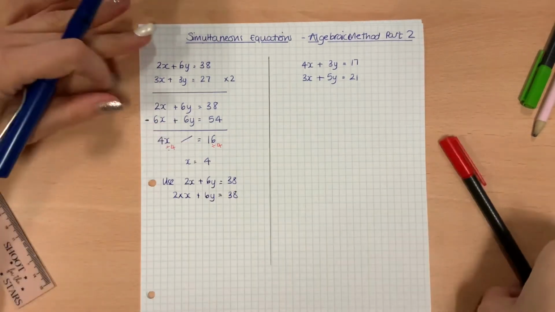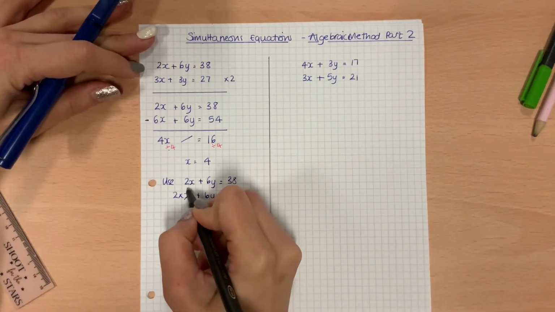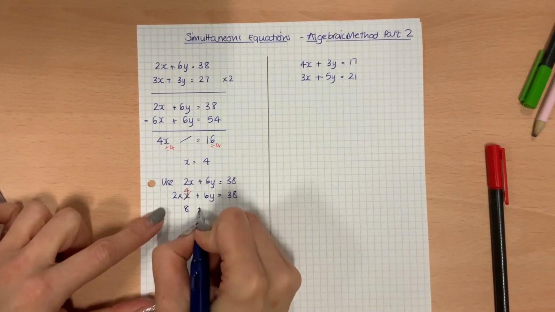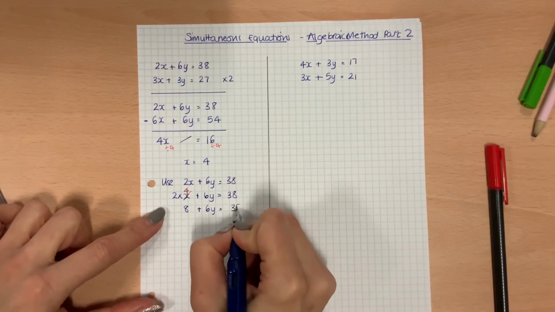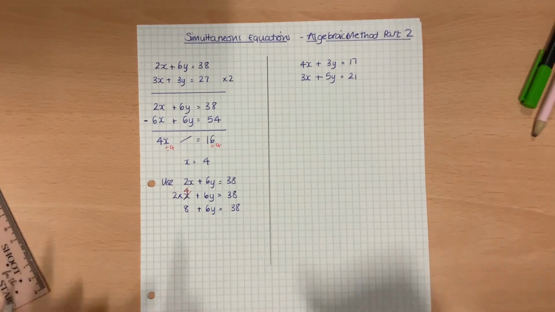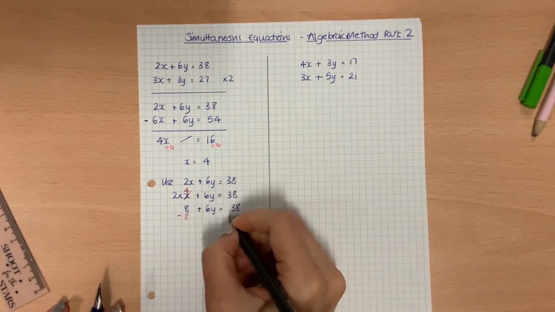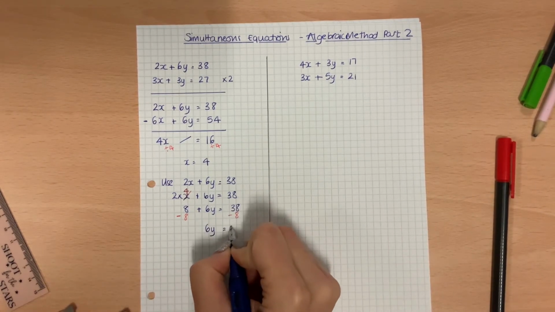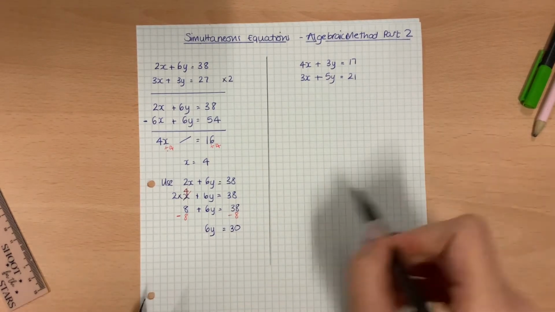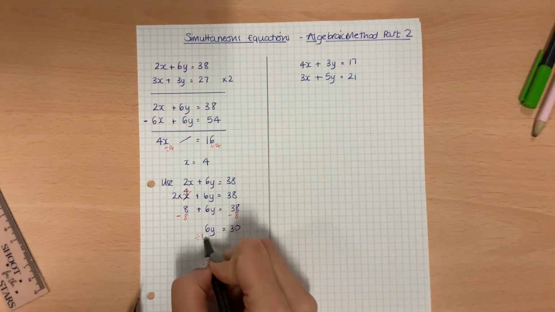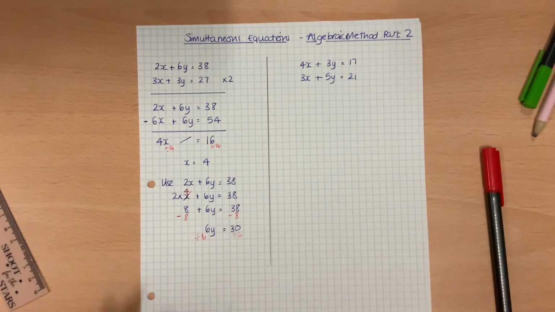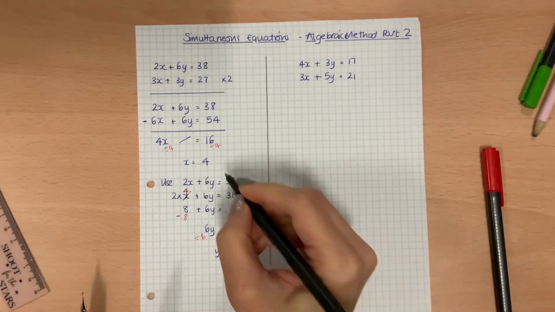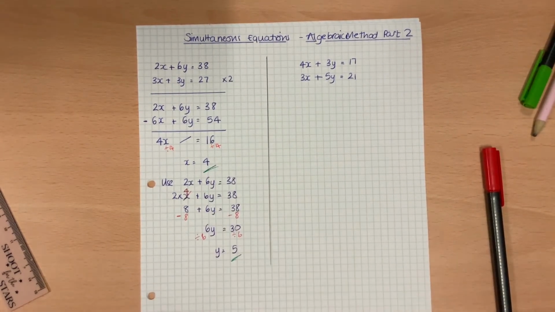So we know that x is 4, so I'm going to cross that out and put that it's 4. So 2 times 4 is 8 plus 6y is 38. So now I need to do my takeaways. Take away 8 from each side, which leaves me with 6y equals 30, and then divide by 6, to give me y is equal to 5. So there's our two answers.